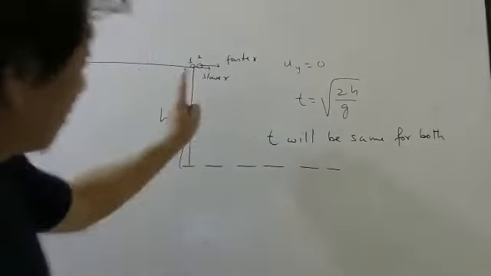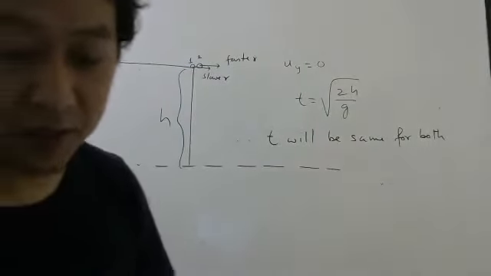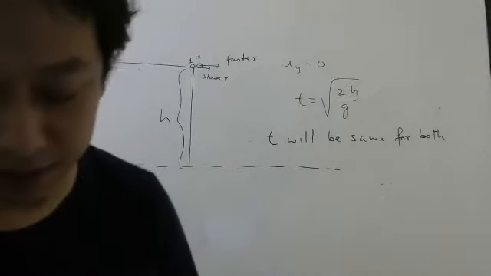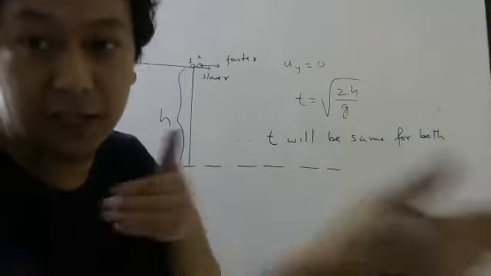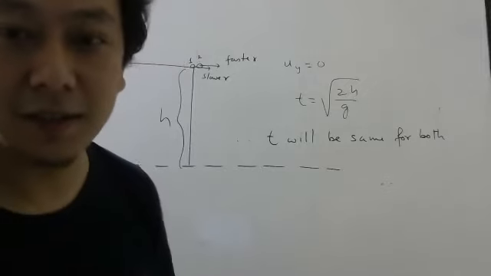Of course, the faster one will cover more distance because the time taken is the same. So the faster one will cover more distance horizontally. Understood, everyone?